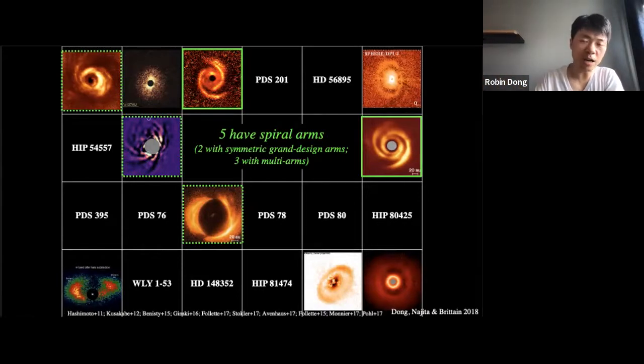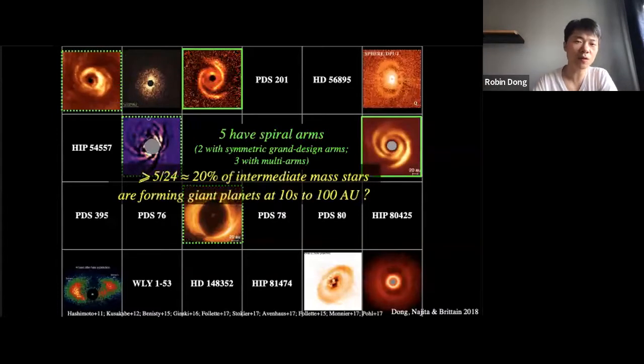Previously, we have seen that giant planets can produce spiral arms in scattered light. Now, if we make a bold assumption that these spiral arms are produced by planets, then the sample immediately gives us the following statistics. At least 5 out of 24, or 20%, of intermediate mass stars are busy forming giant planets at 10 to 100 AU.